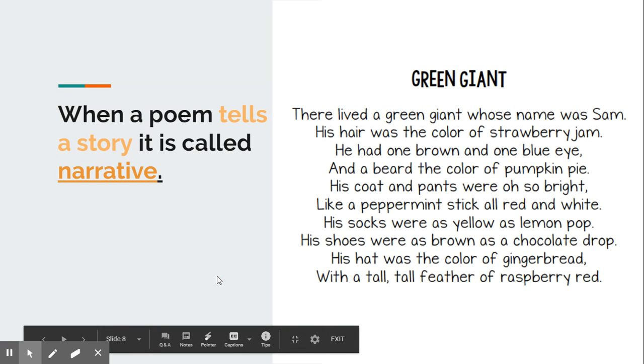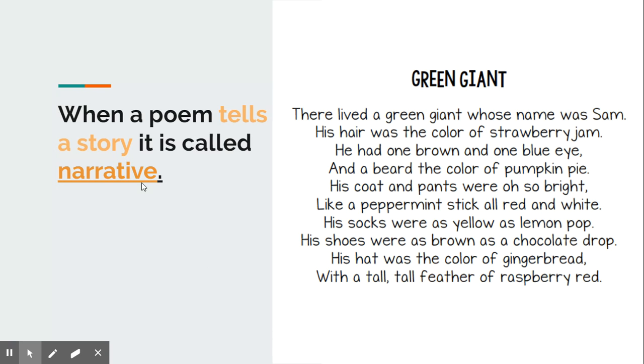When a poem tells a story, it's a narrative. Remember, a narrative's going to have your character setting, probably a problem and solution. It's got some kind of plot. Tells a story. Narrative. Pause this video, read it to yourself. Green Giant.